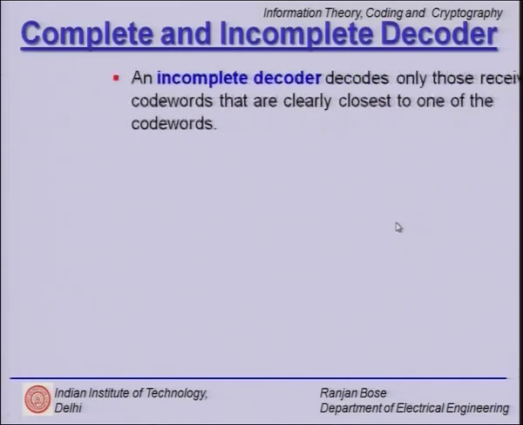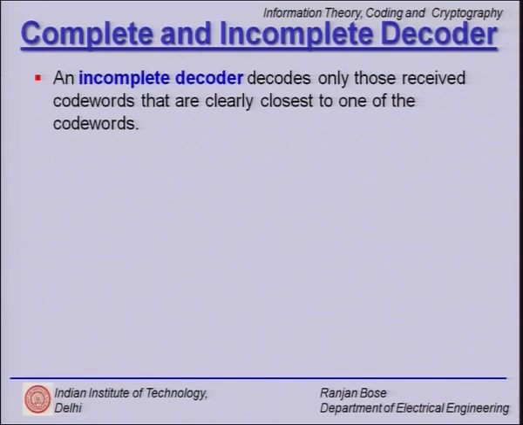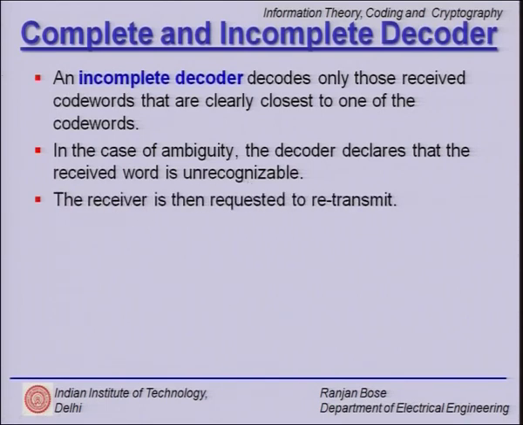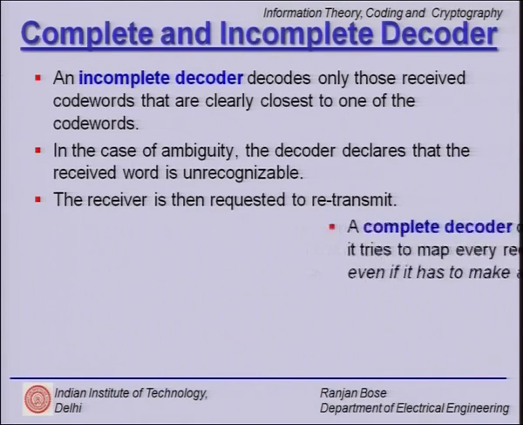This brings us to this definition of a complete and incomplete decoder. That example motivates this definition. An incomplete decoder decodes only those received words that are clearly closest to one of the code words. In case of ambiguity, just like we saw in the previous example, the decoder declares that the received word is unrecognizable and it raises its hands. Then the receiver says, look, error is detected, can't correct, please retransmit. It can also do this automatic repeat request, the ARQ.